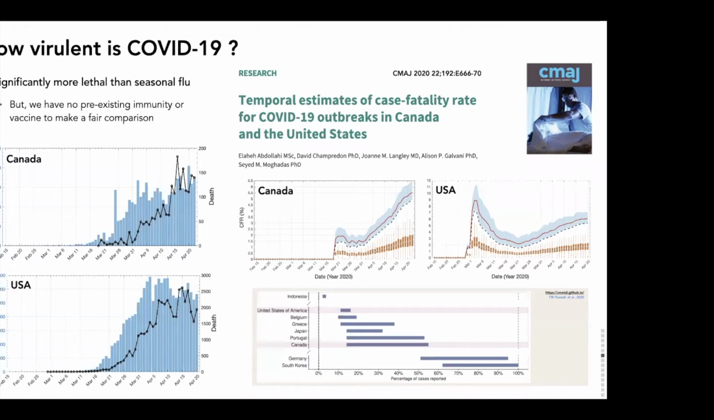So the conclusion of this study is that yes, COVID is more lethal than seasonal influenza. There's a relatively high case fatality rate in different population settings, but at the same time, this is in the context of not having any pre-existing immunity to this emerging disease and lack of any significant preventive measures such as vaccine.